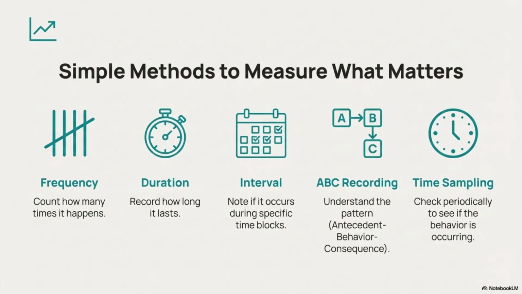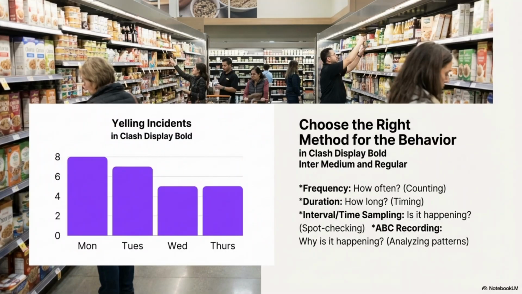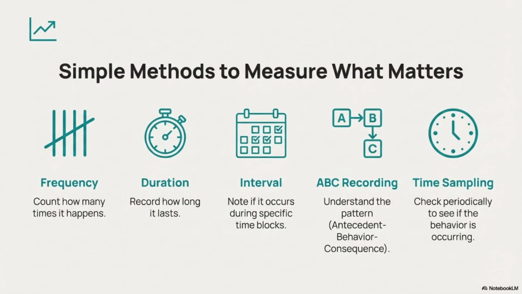Example: an employee yells during their shift. You track frequency. Monday, 8 times. Tuesday, 7 times. Wednesday, 5 times. Thursday, 5 times. The frequency is decreasing. Your intervention is working. Method 2. Duration recording. Record how long a behavior lasts.